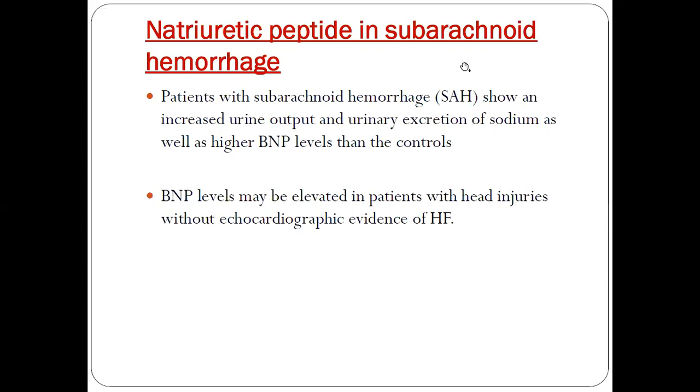Natriuretic peptide in subarachnoid hemorrhage or head trauma. Patients with subarachnoid hemorrhage show increased urine output and urinary excretion of sodium, as well as higher BNP levels. Because, as I've already said, BNP means brain natriuretic peptide. So BNP is not only released from the heart, but also by the brain. In any brain injury, there are high chances that BNP might get released, so BNP levels will be high in these patients.